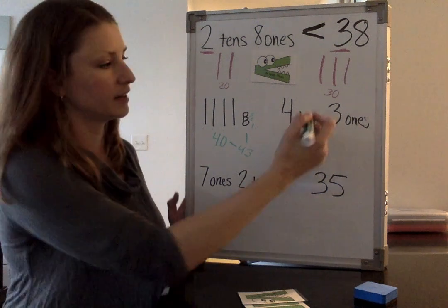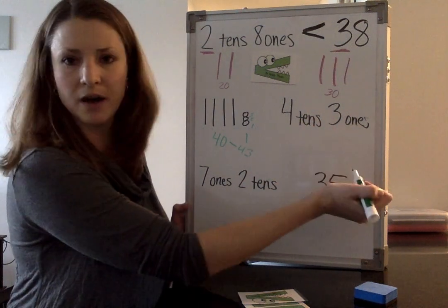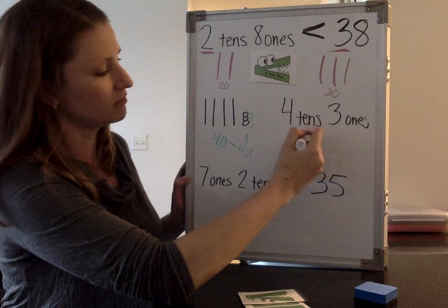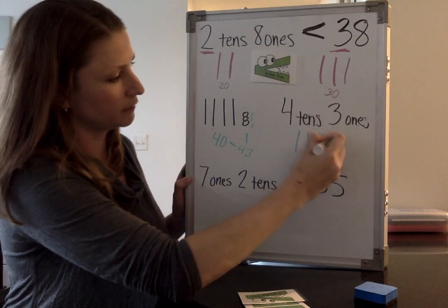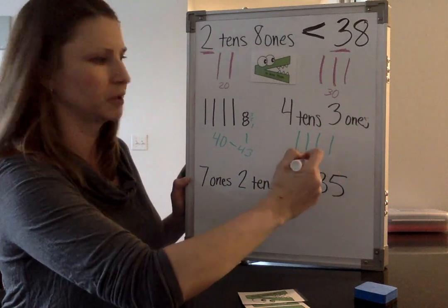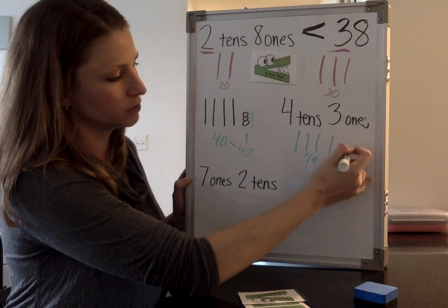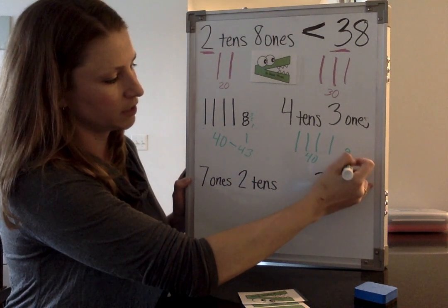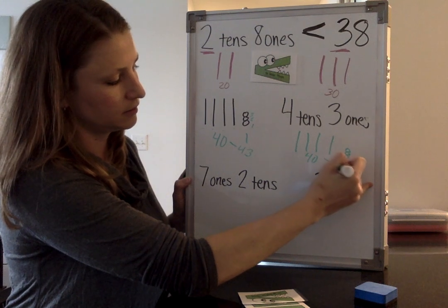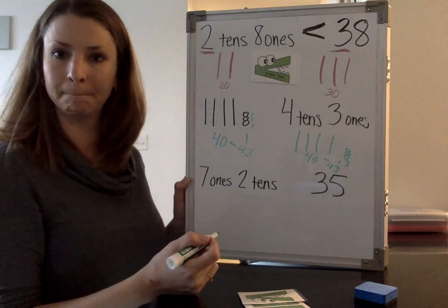Now let's look over here. It says 4 tens, 3 ones. Let's draw that out. 1, 2, 3, 4 tens. Sounds familiar. I think that's 40. And then our 3 ones. 1, 2, 3. 40 and 3 is 43.